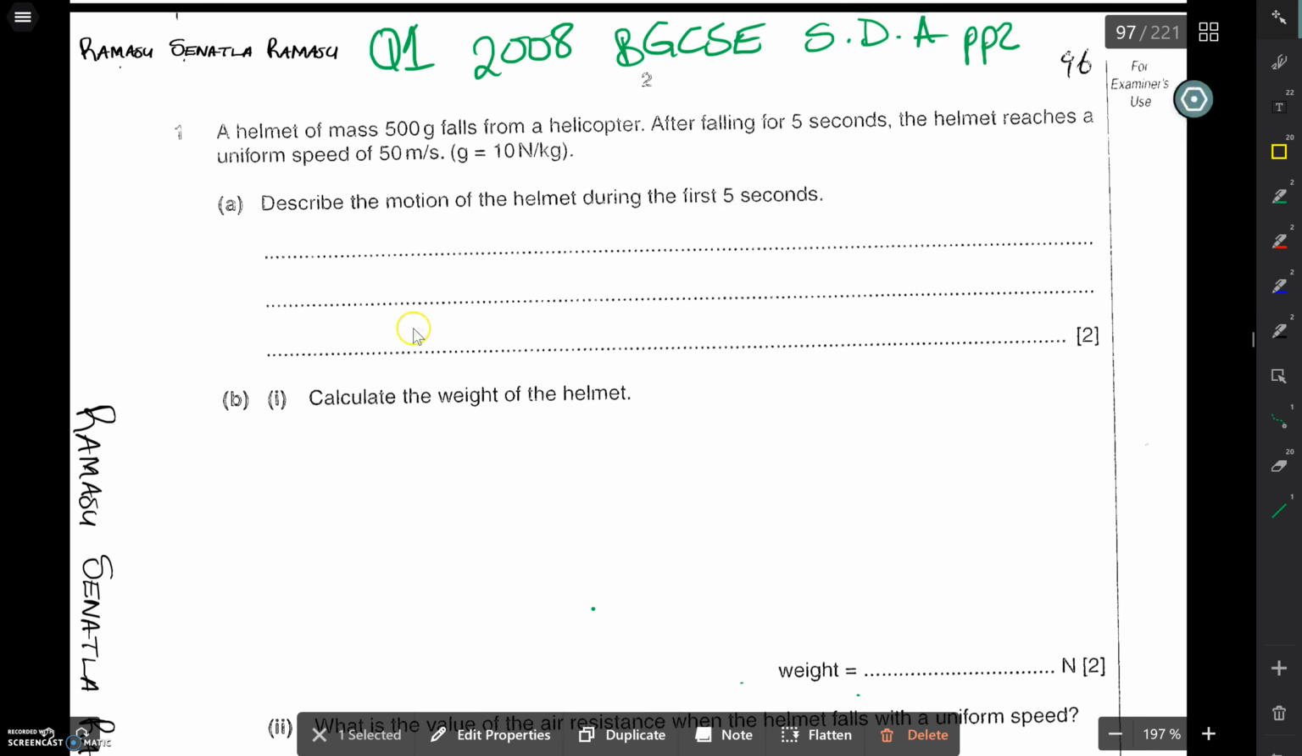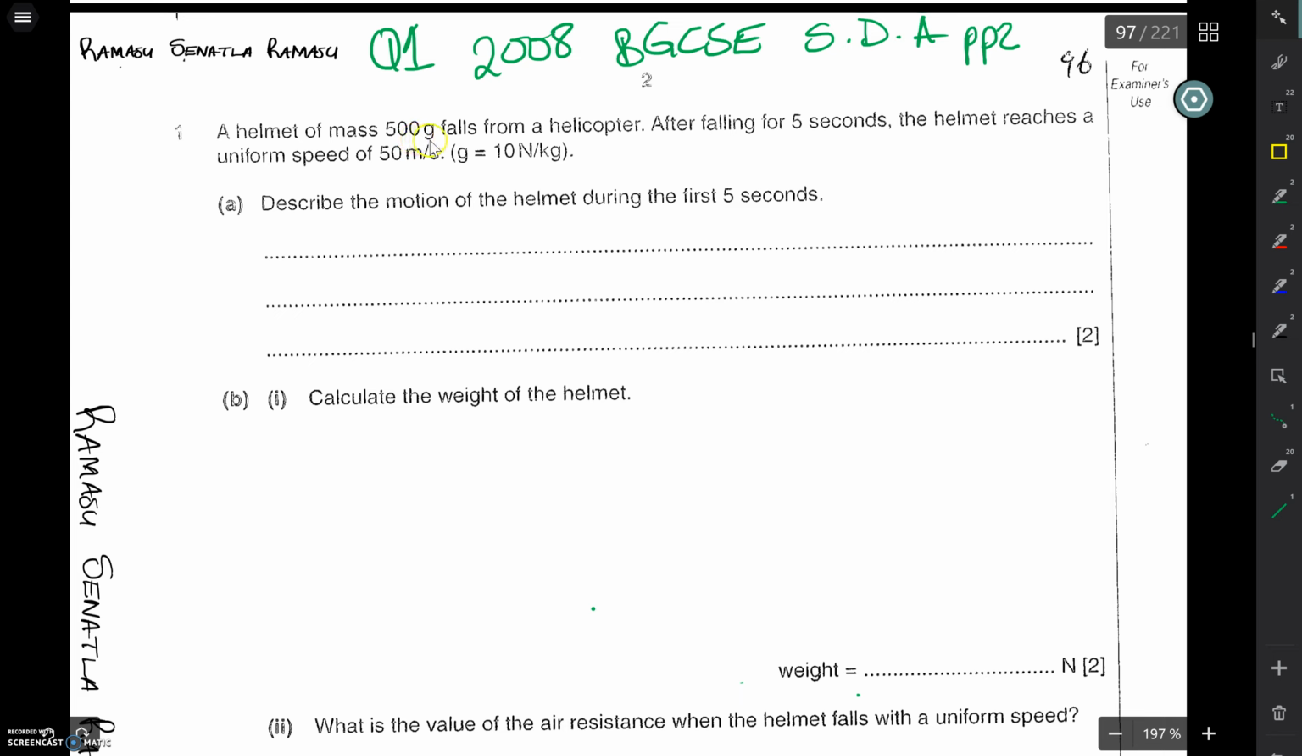The question says, a helmet of mass 500 grams falls from a helicopter. After falling for 5 seconds, the helmet reaches a uniform speed of 50 meters per second. A says, describe the motion of the helmet during the first 5 seconds.